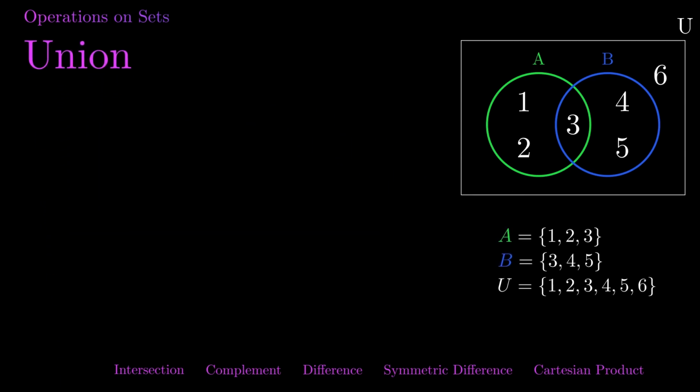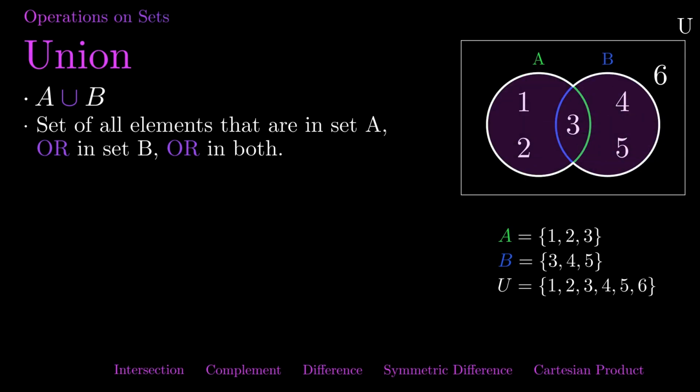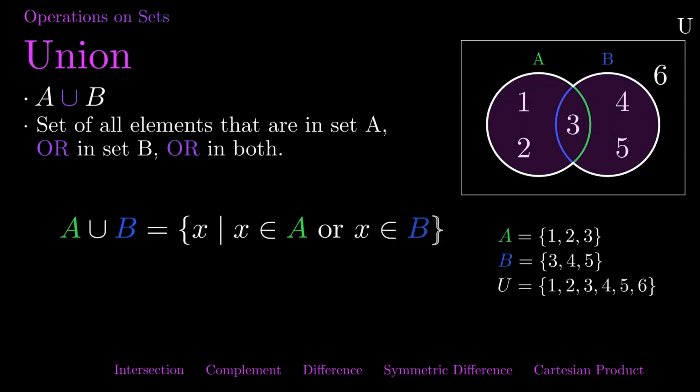First operation, union. The symbol is ∪. The union of A and B, written A ∪ B, is the set of all elements that are in set A, or in set B, or in both. When you see union, think combine, or everything. It's like taking both sets and dumping them into one giant new set. In the Venn diagram, the union is the entire shaded area of both circles combined.